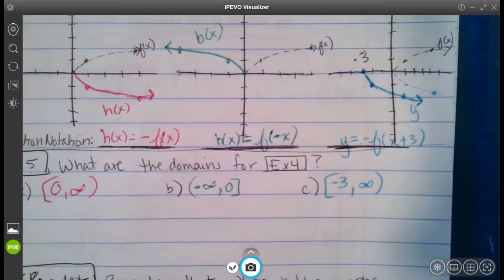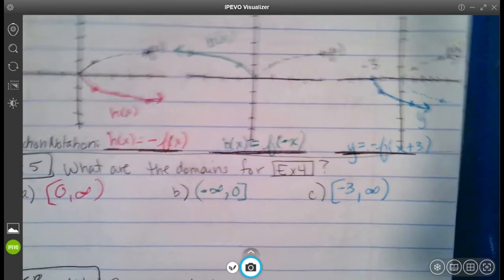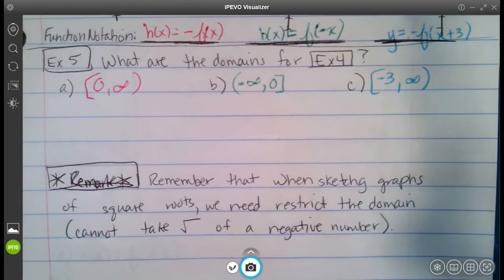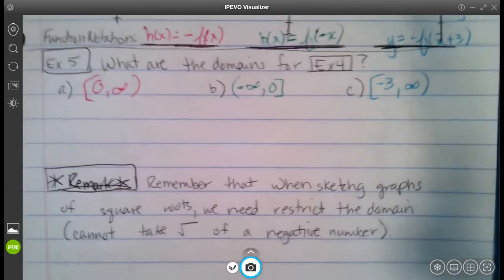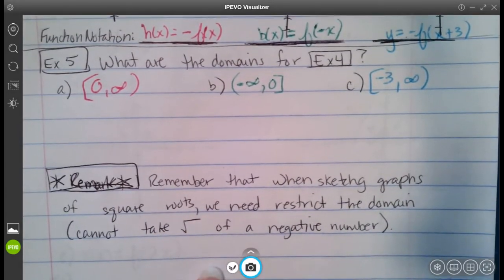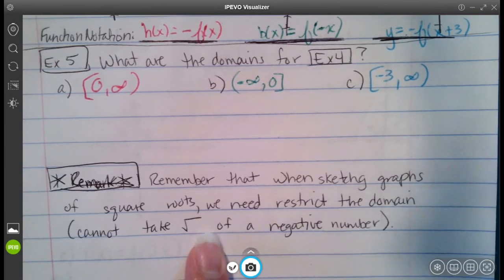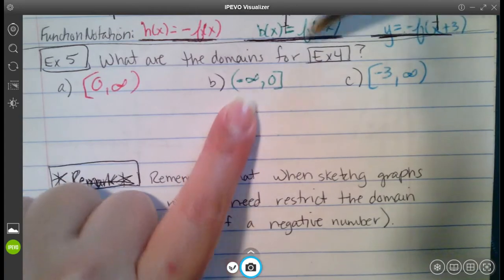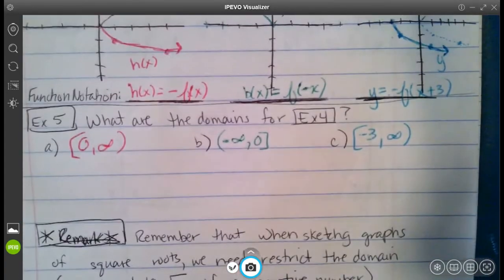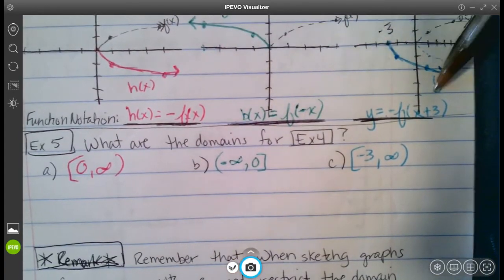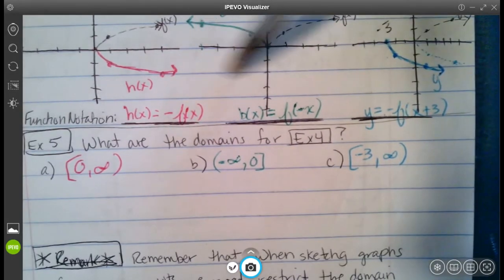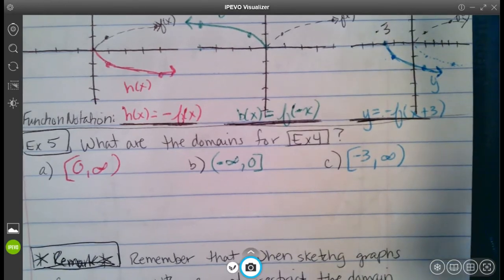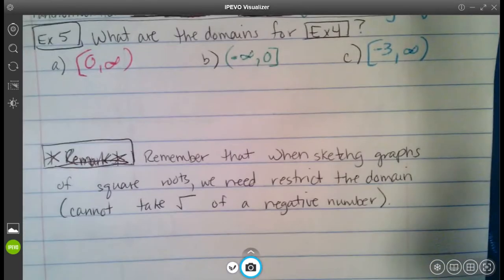There's a note I want you to take note of at the bottom, and I actually put it as a remark. It says, remember that when sketching graphs of square roots, so that's what we just did, we need to restrict the domain. And the reason we need to do this is because we cannot take the square root of a negative number. Now be careful here because notice that this guy does have negative numbers, and so does this one. But the only reason we can include them is because we transformed our original graph to something else, where you can see plainly that there's going to be negative numbers on this side, and there's some negative numbers in this part right here. So just be careful with that, okay? That's it for this one.